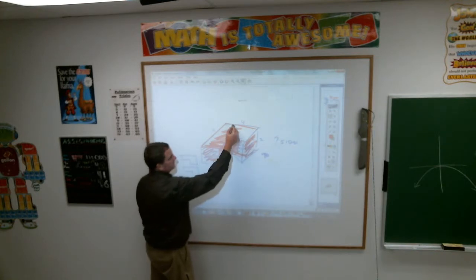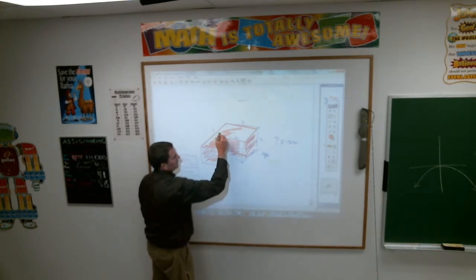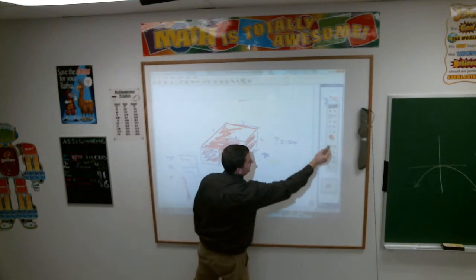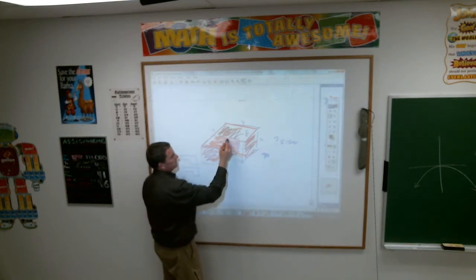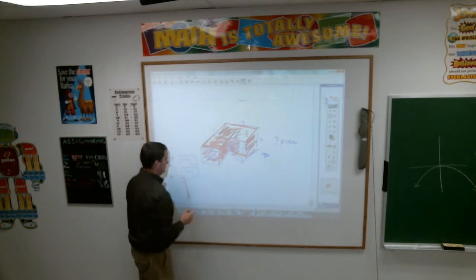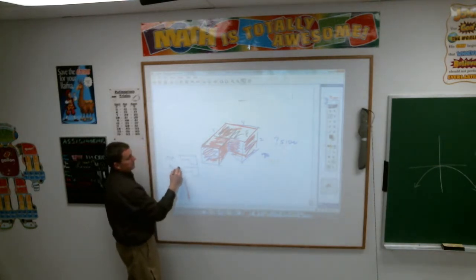It is 4 times 2. Let's draw this. 4 times 2 would give you this chunk right here. That's 8. What is this little piece from here to here? Right, 2 times 2 is 4. So the top is 12, and the bottom is 12.